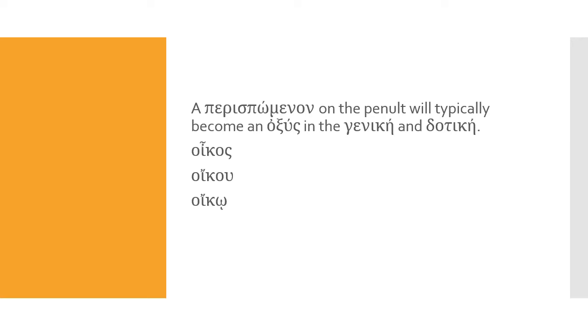Again, in the dotike, uko. But in the adiatike, it's back to being perispomenon because the adiatike and the ευθεία form a pair. Ugon.